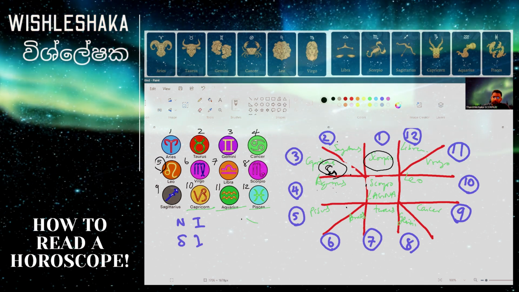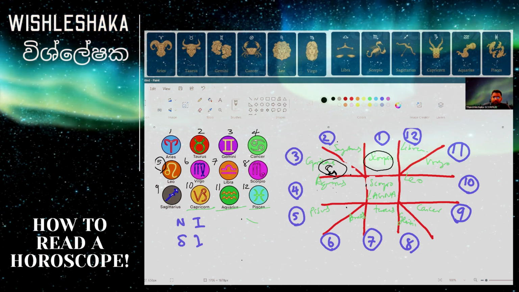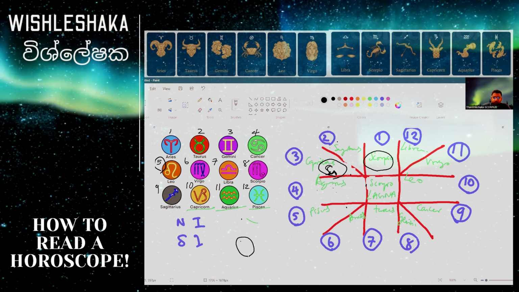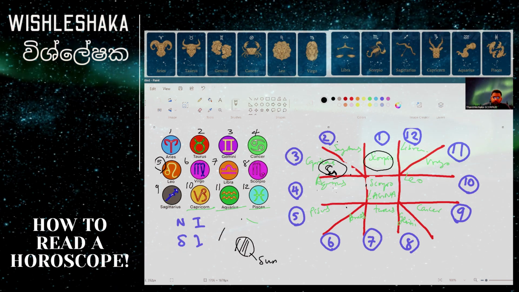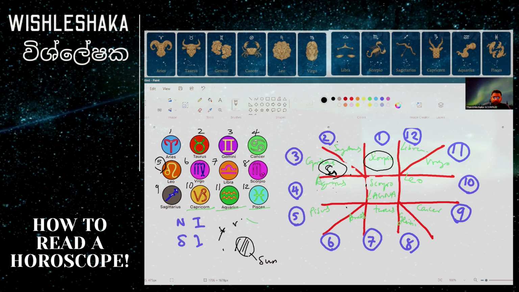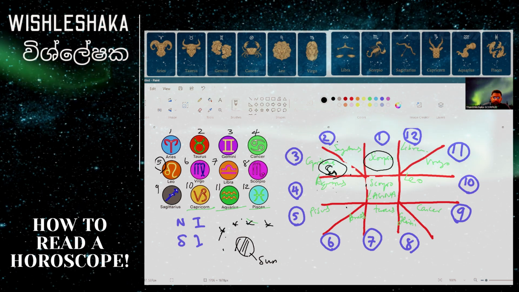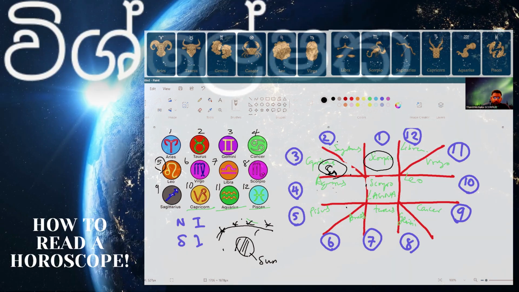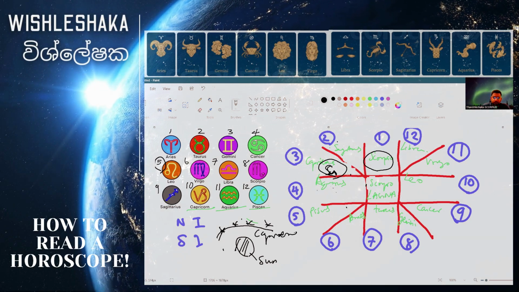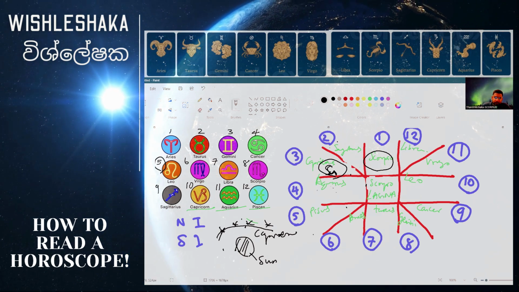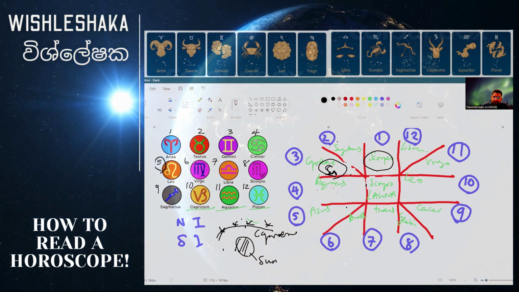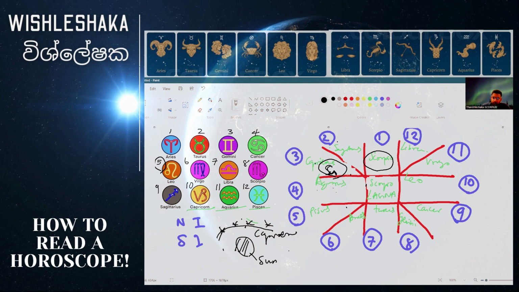When you see the sky, you have the Sun here, and behind it you have that constellation of stars. Let's say this is the Capricorn constellation. So the Sun is in Capricorn. We say the Sun is in Capricorn. So now we put the Sun in the third house. This is how we read the horoscope.